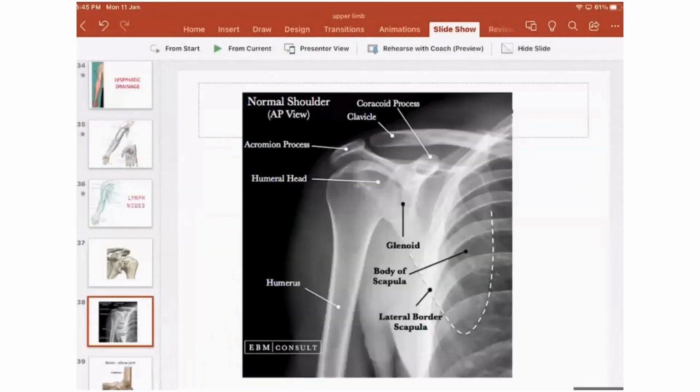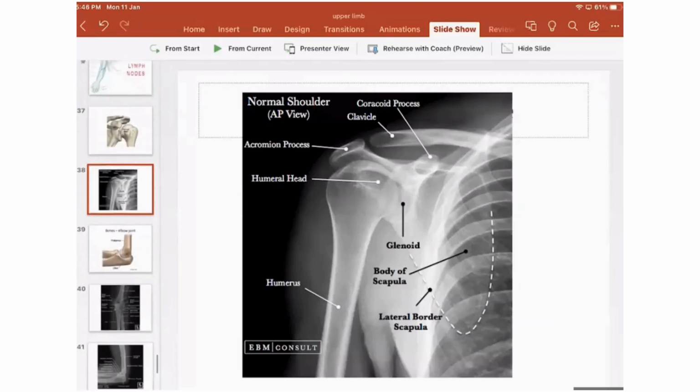Radiographic pictures. Right, this is the shoulder joint AP view, a plain X-ray. You get radio-opaque shadows and radiolucent shadows on an X-ray, right? Being bony structures, these are radio-opaque shadows. You can see the bony structures. You have to know what radio-opaque shadows are normally present.